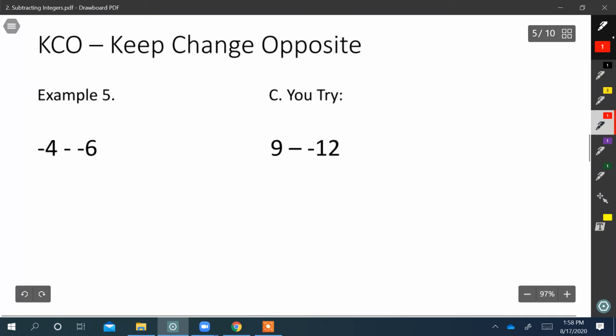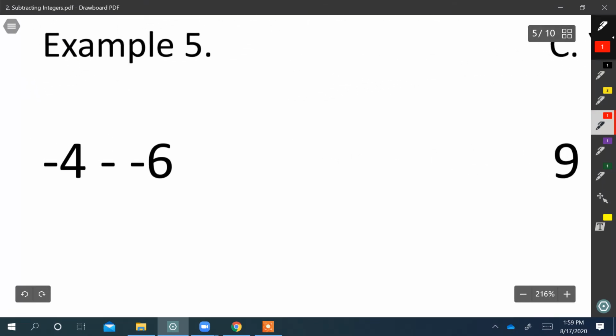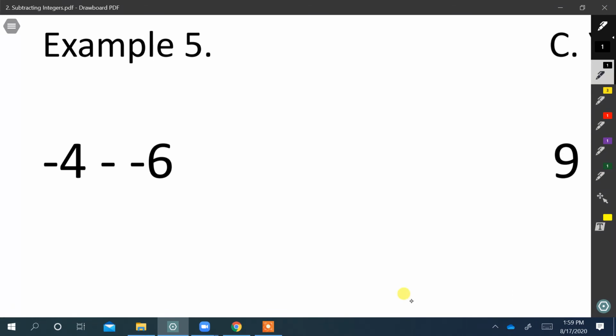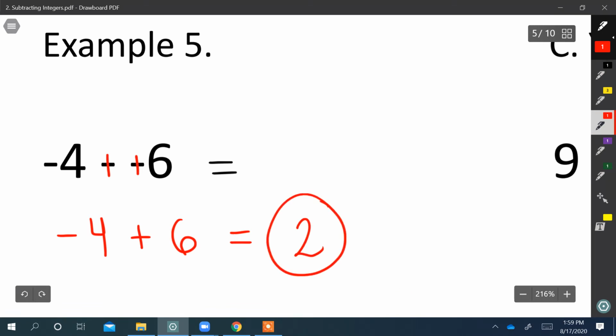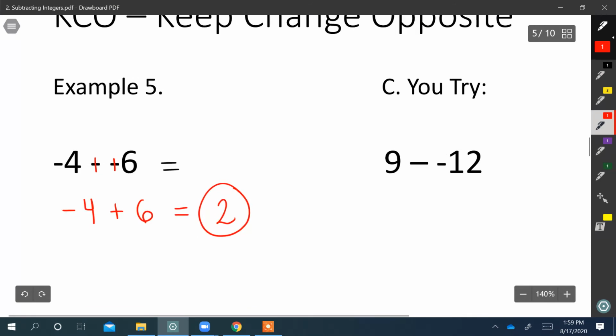Alright, so let's continue using KCO. See if you can do this one here. Alright, so very simple. We want to make this one a positive and this one will also change into a positive. So in here what I really have is negative 4 plus 6. I have more positives than negatives. So this will be positive 2. Remember, why do we subtract in here? Because we have a positive and a negative. Remember, that's what happens when you have opposite signs.